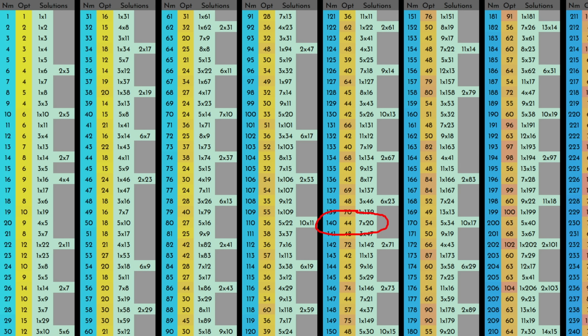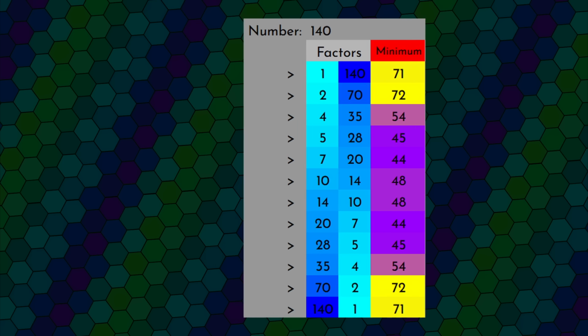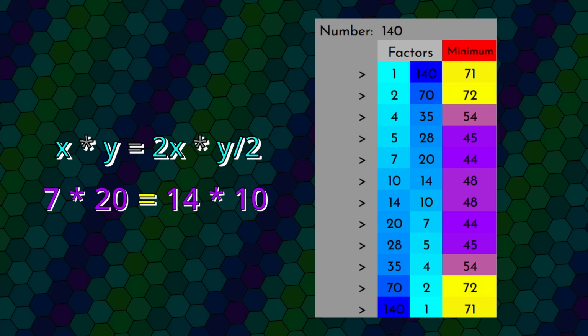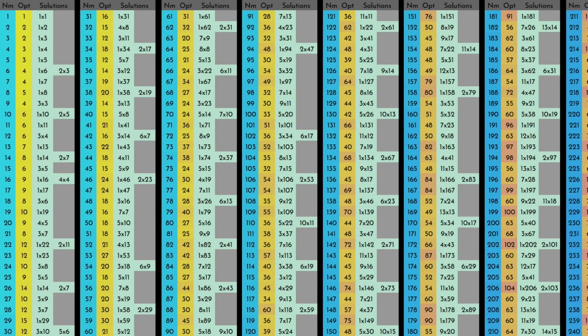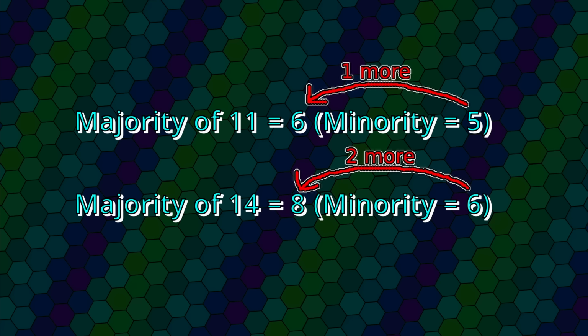For instance, 140 cells. 7 times 20 is the optimal solution with 44 cells, but putting it through this formula gives us 10 by 14, and that gives us 48 cells. Why is that? Well, there's one more thing that all these double solutions have in common, and it's that x and y over 2 are always both odd numbers. As we've seen before, odd numbers are always better for gerrymandering because the lowest majority of an odd number is always 1 more than the minority, whereas in even numbers it's always 2 more.